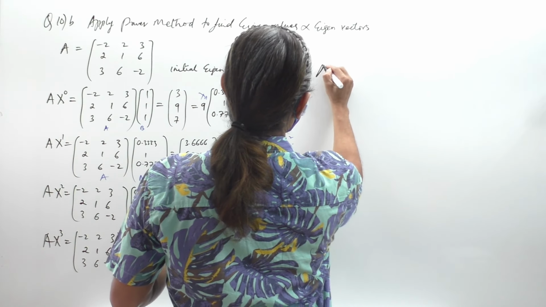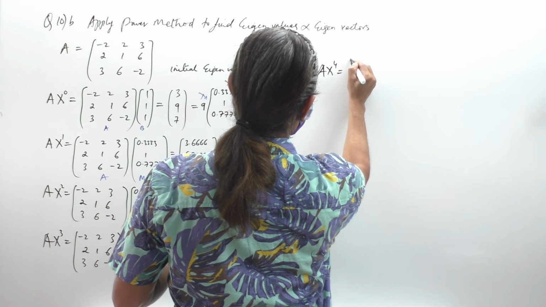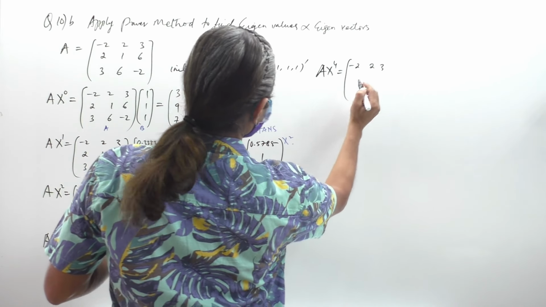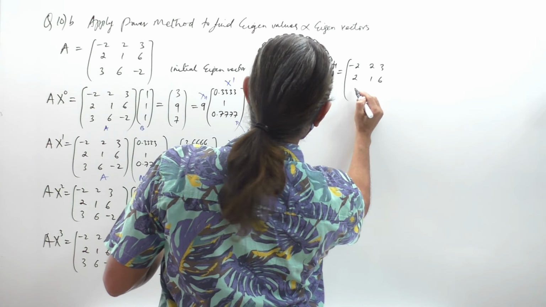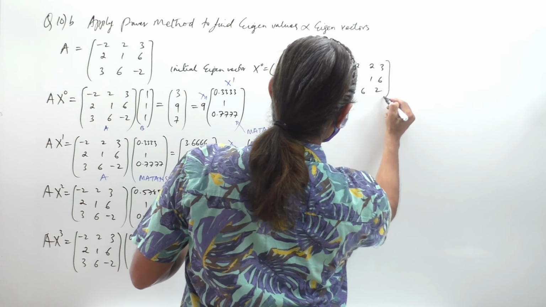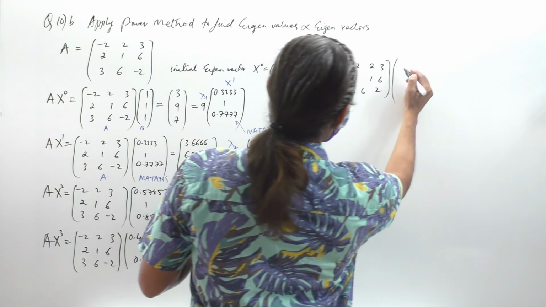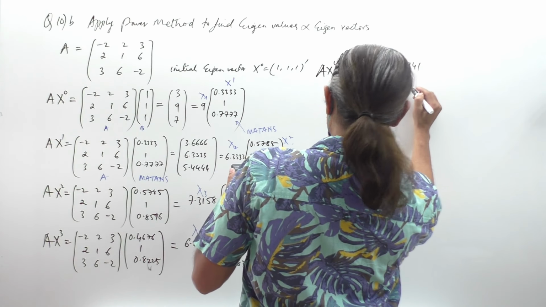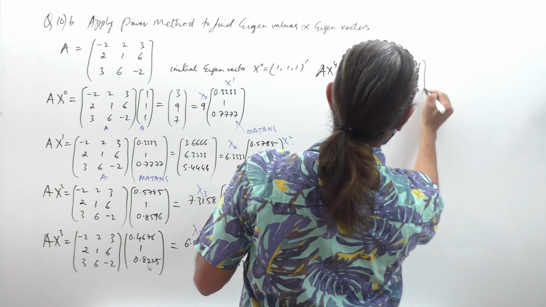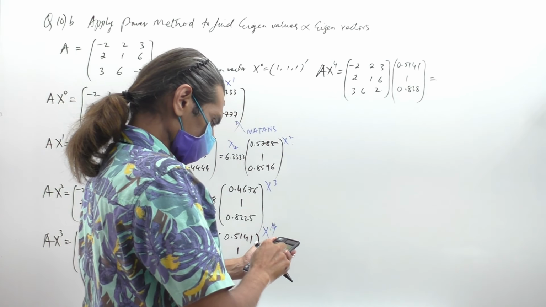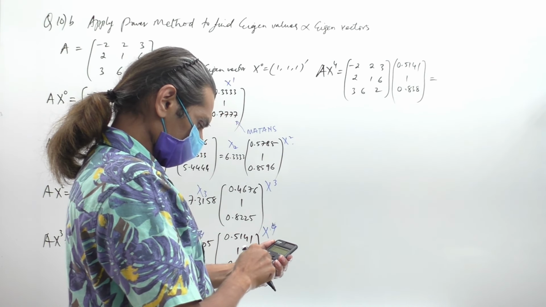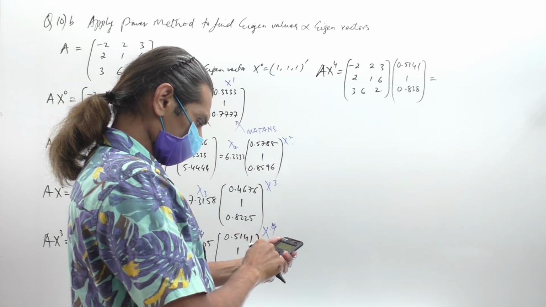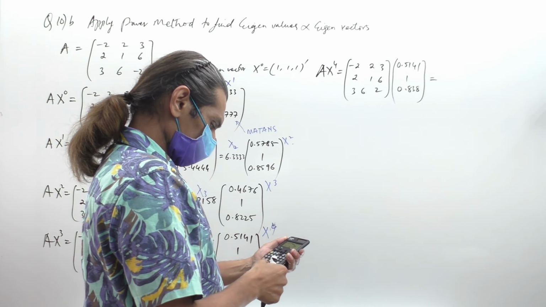So right here A into x4 is equal to [-2 2 3; 2 1 6; 3 6 2] into [0.5141, 1, 0.838]. Again, catalog, matrix A into catalog, matrix, go to mat answer, execute.